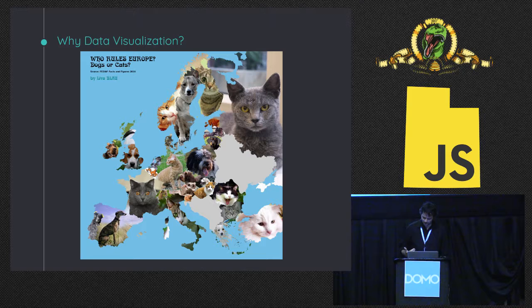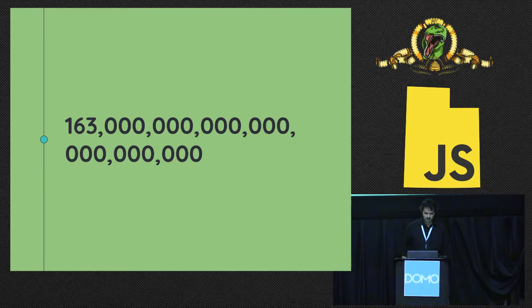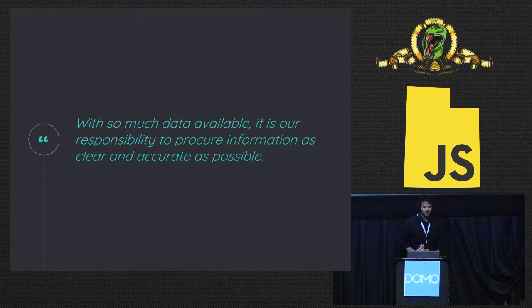So we see there's a lot of bad representations of data out there in the world. And we know there's going to be more. The International Data Corporation estimates that there will be 163 zettabytes of data. Now that's one sextillion bytes. So if you're wondering how many zeros that is, I did the math for you. So it's a big number. What I want to get across to you is, with so much data available, it is our responsibility to procure information as clear and as accurate as possible.